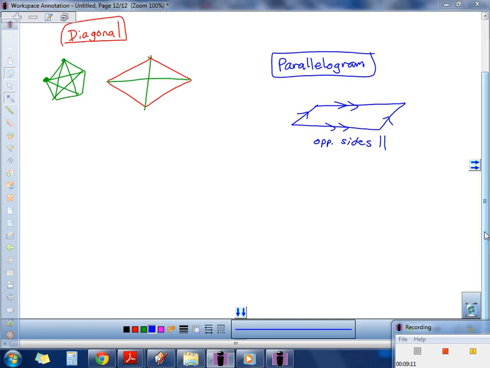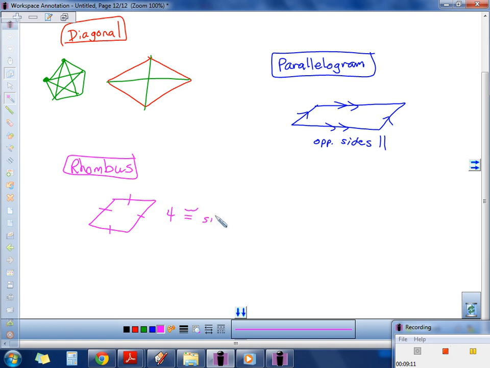Up next, we have rhombus. So we'll go to a rhombus next. What was the number one property on a rhombus? All sides are congruent. 4 congruent sides. It has 4 congruent sides. All sides are congruent.